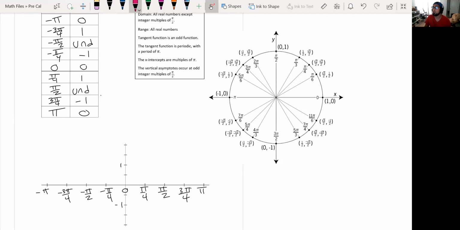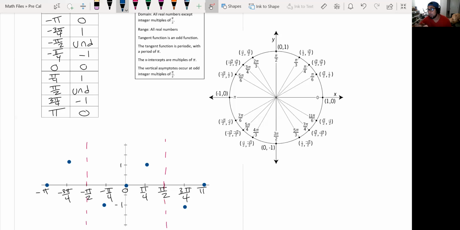All right. Now, let's go ahead and plot the vertical asymptotes first. So at negative pi over 2 and pi over 2. Let's plot those. So you'll have a vertical asymptote there and a vertical asymptote there. Okay, those are plotted. And now we can go ahead and plot the rest of the points. So at negative pi, we are at 0. Negative 3 pi over 4, we are at 1. And then negative pi over 4, we're at negative 1, 0, 1. And then 3 pi over 4, negative 1, and 0.